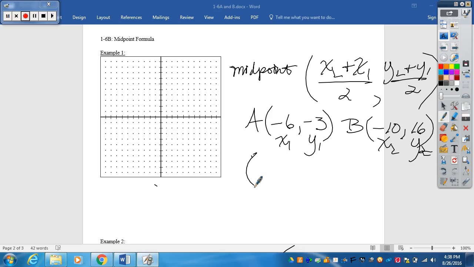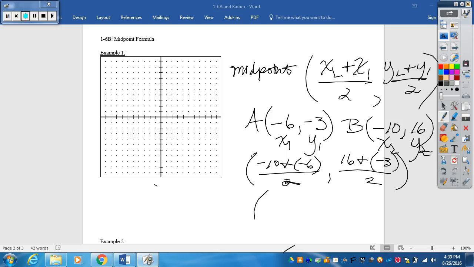If I do x sub 2, that's negative 10 plus negative 6 over 2, comma, and then y sub 2, which would be 16, plus y sub 1, negative 3 over 2. Okay, so how do we do? If I go ahead and add first, now I know the order of operations says divide, but when they're together over 2, you want to add them first. Okay, so we have negative 16 divided by 2, and we have 13 divided by 2.